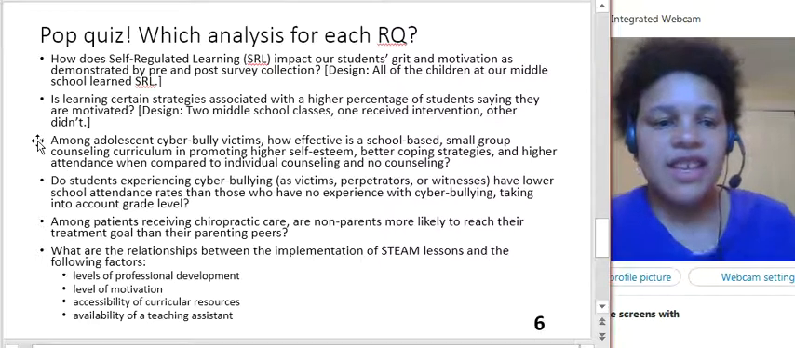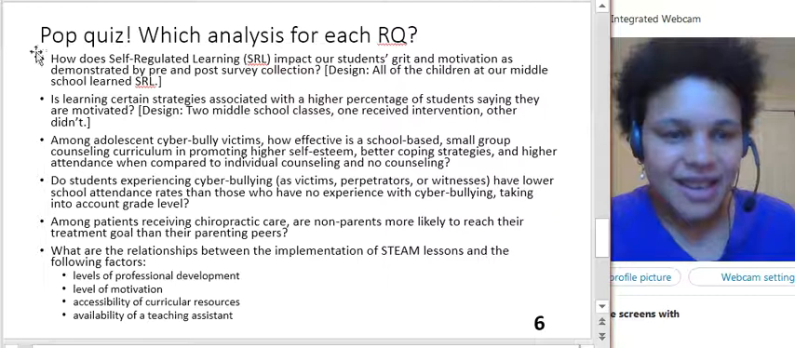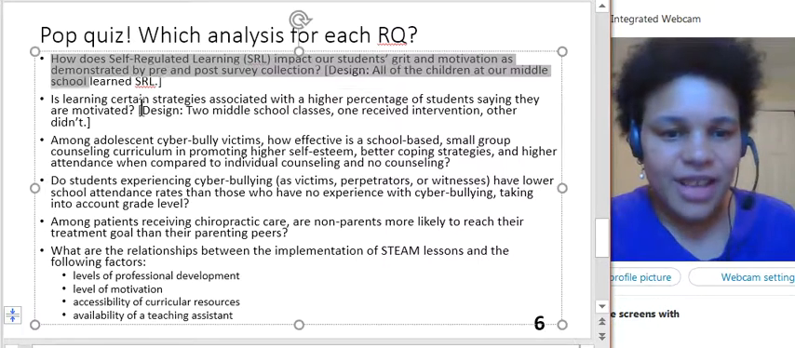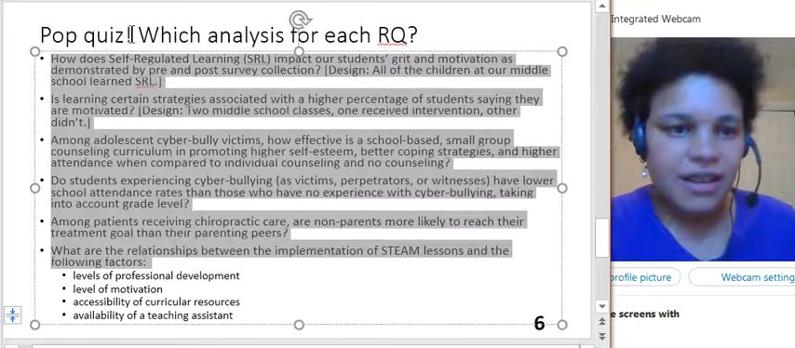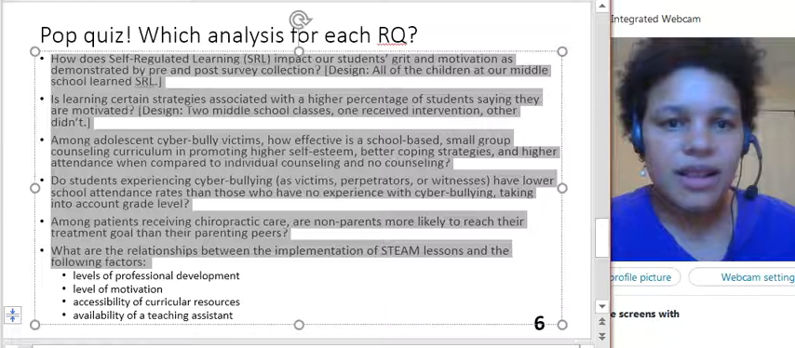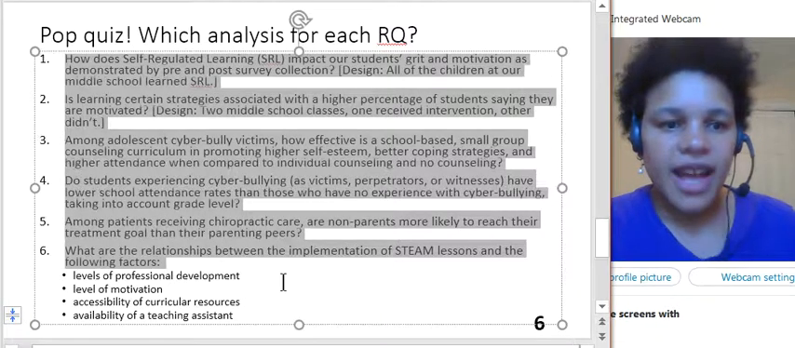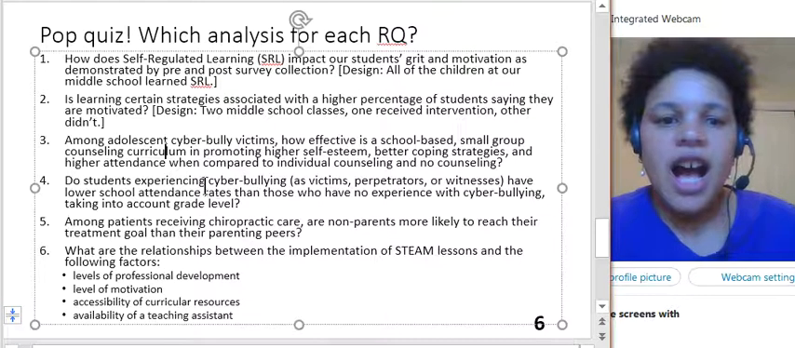Third one, I should have numbered these. Let me fix that. Number three.